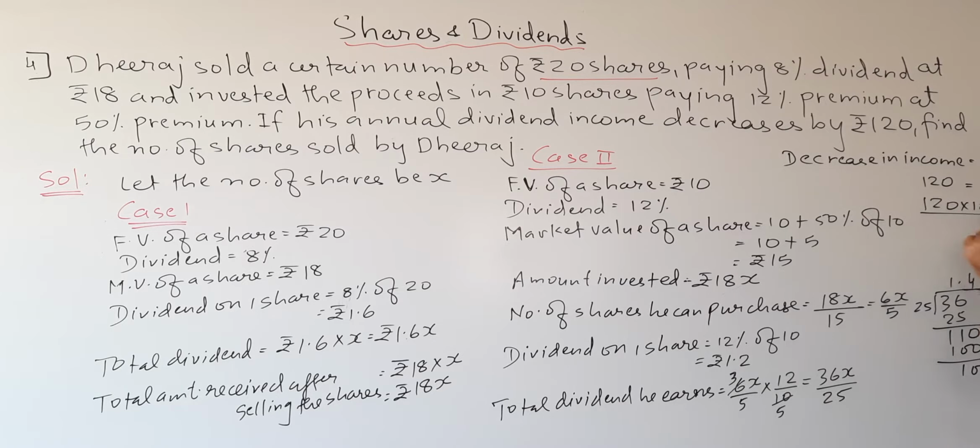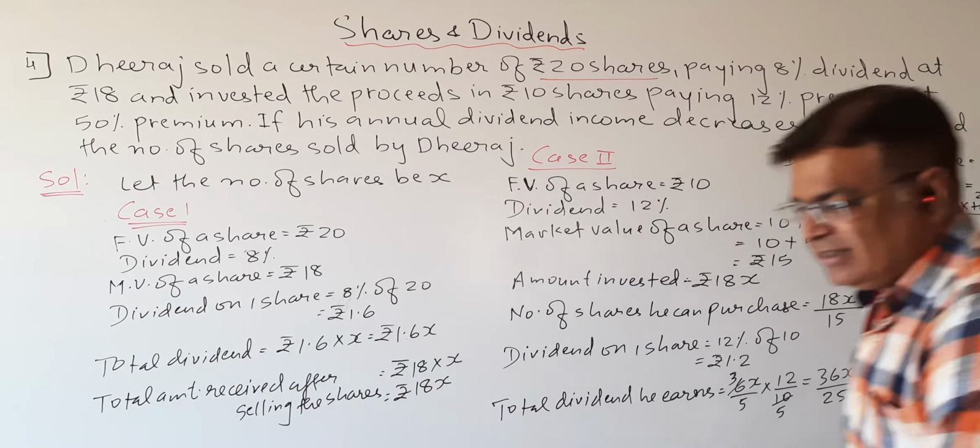120 into 100 upon 16. So 4 4s are 16, and 4 25s are 100, and 4 30s are 120. So 750 shares. Okay. Find the number of shares sold by Dheeraj. So the number of shares sold by Dheeraj is 750. Let me erase this part.